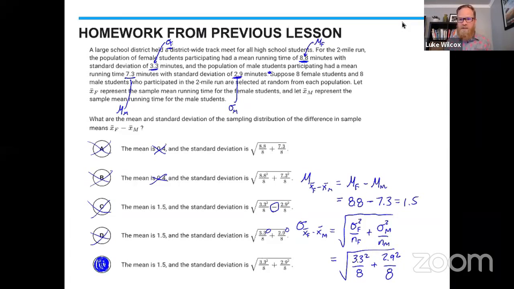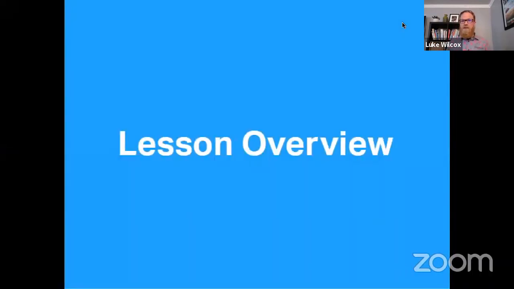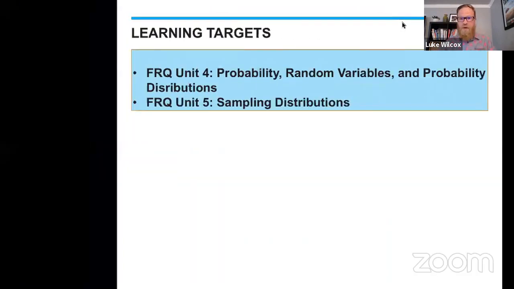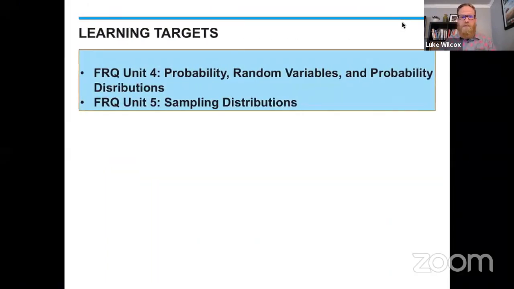And we are ready to jump into FRQ Friday. So let me start with just a quick overview of what we are trying to accomplish here today. You know what to expect. You're going to be looking at some FRQs. What I'm going to do is I'm going to give you 2 of them from Unit 4, and then I'm going to give you 1 of them from Unit 5.